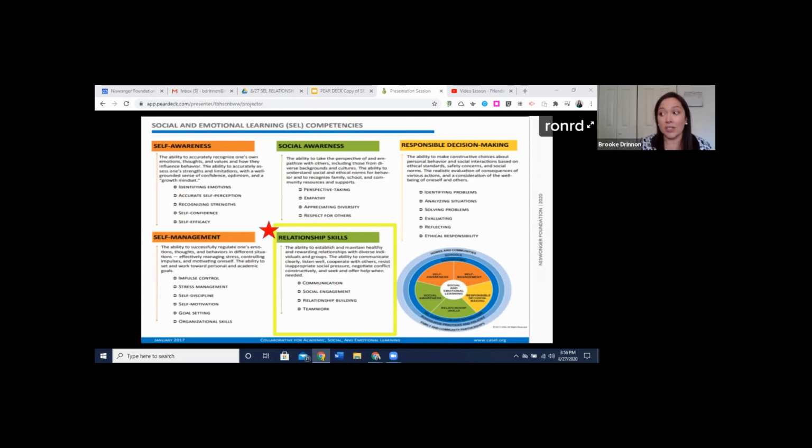And in addition to this, when we strive to build those relationships with students, we're modeling how they can do so with others, including their peers. And there are some skills we can model and help them practice explicitly, including those communication and collaboration skills like relationship building, teamwork, and social engagement.